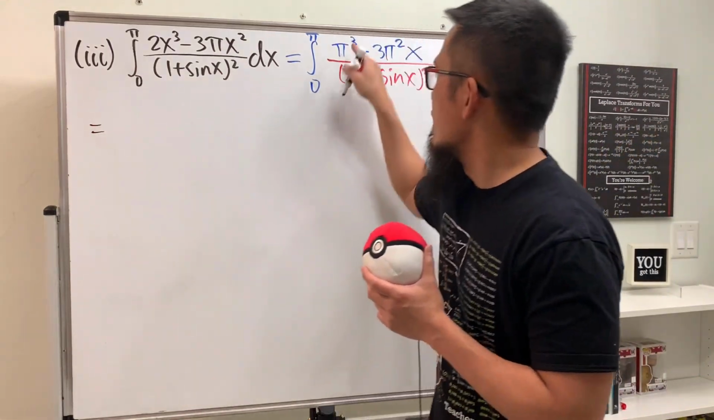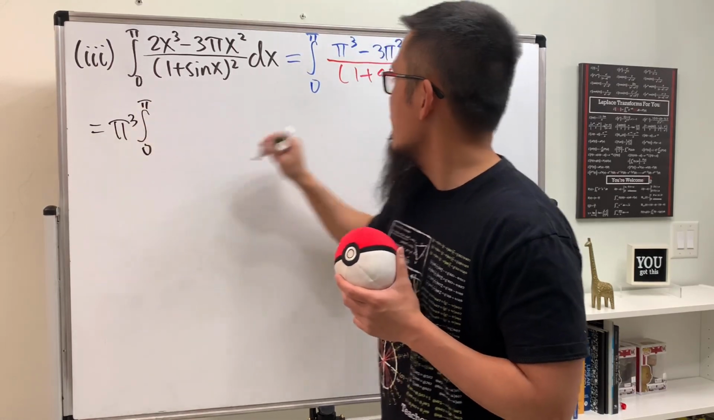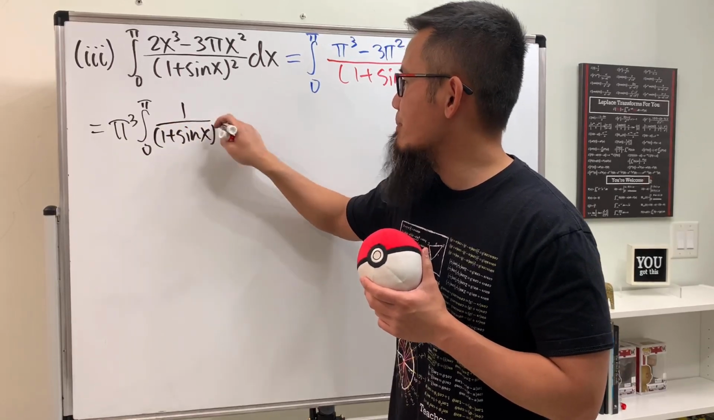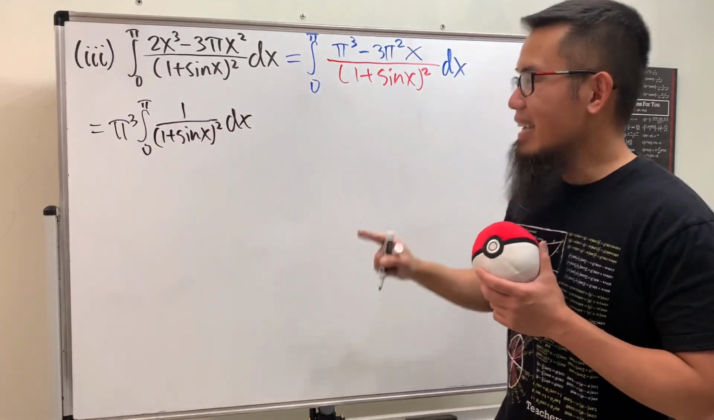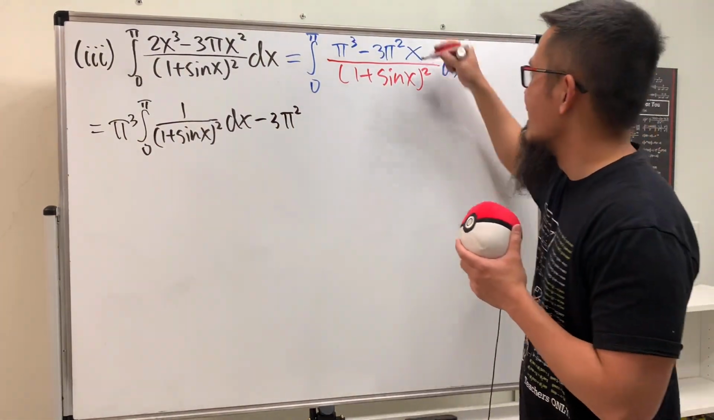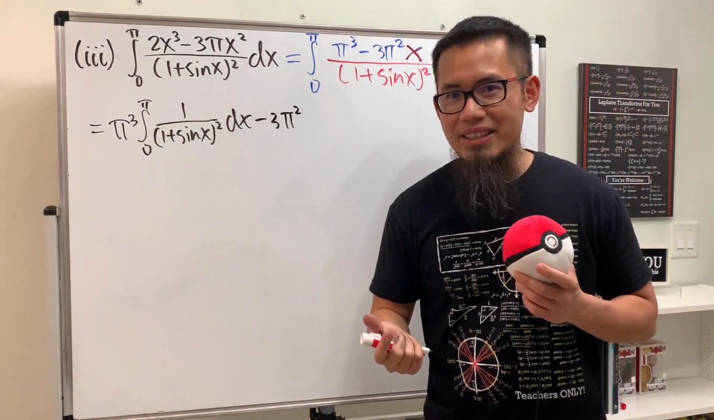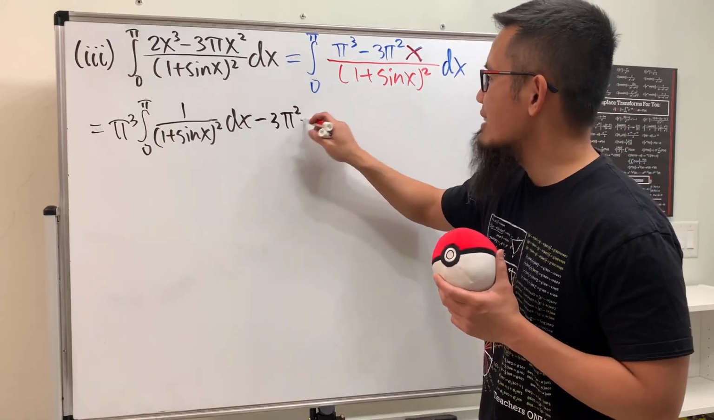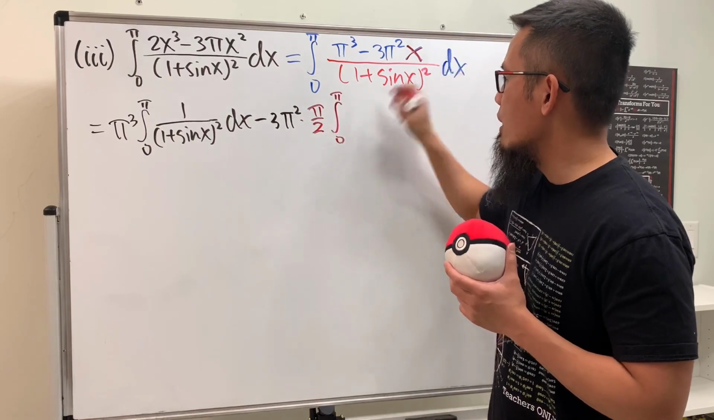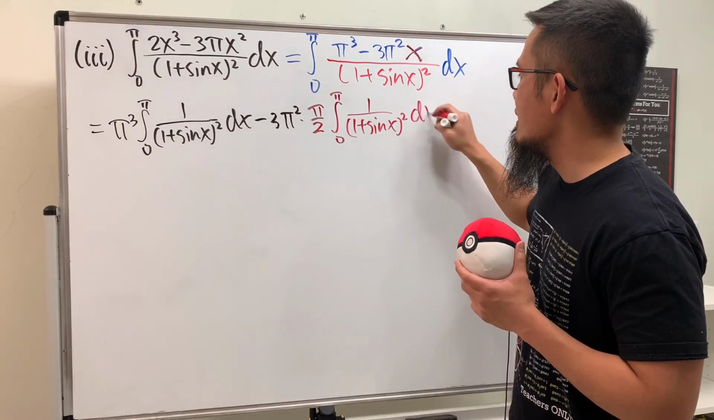I'm going to write it down as, here we have pi over 3, and then we have the integral going from 0 to pi, and then we have that 1 over 1 plus sine x, and then to the second power, and let's close that. And then here we have the minus 3 pi squared, and have a look. This right here, thanks to the identity from part 2, we can just write as what? Pi over 2 times the integral going from 0 to pi of 1 over 1 plus sine x squared dx.